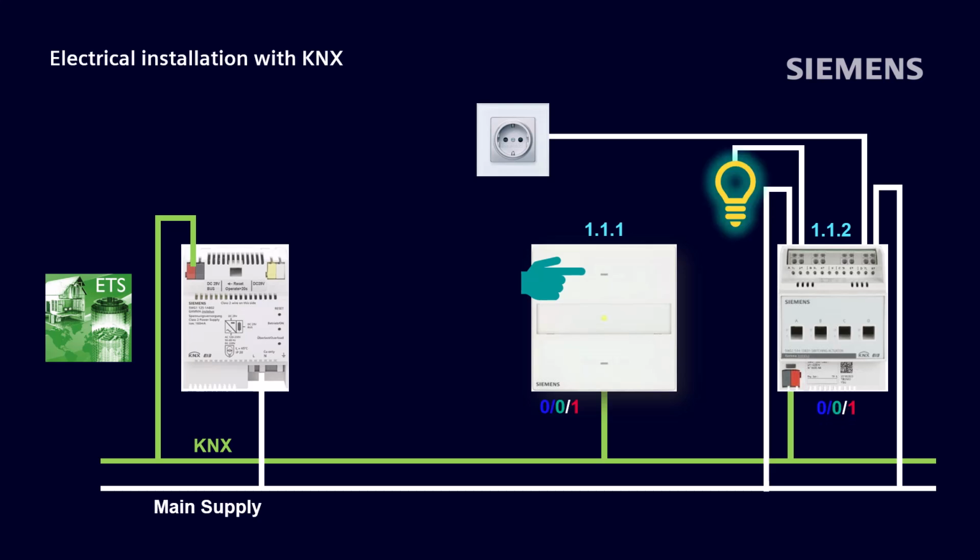This information goes to all connected KNX devices in our line. All devices that know this address process the information and react accordingly. In our example, the switching output of the actuator is controlled and thus the light is switched on.